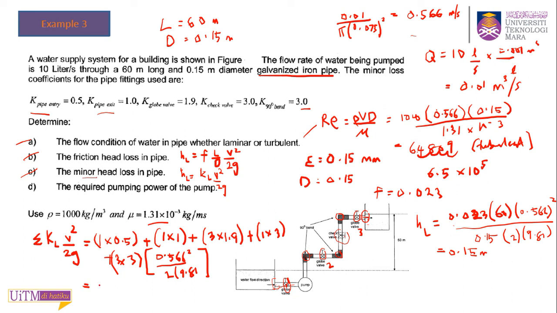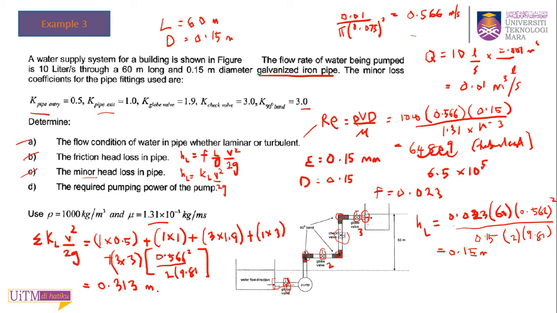Okay, 1 times 0.5 plus 1 plus 3 times 1.9 plus 1 times 3 plus 3 times 3, then times the velocity squared, 0.566 squared over 2 times 9.81. So you will get the minor head loss equal to 0.313. Okay, so this is your minor head loss in the pipe.